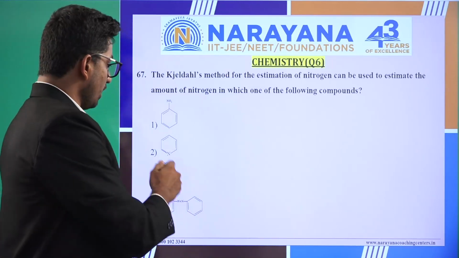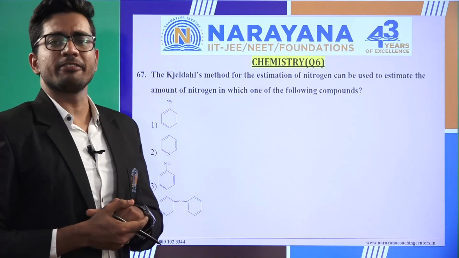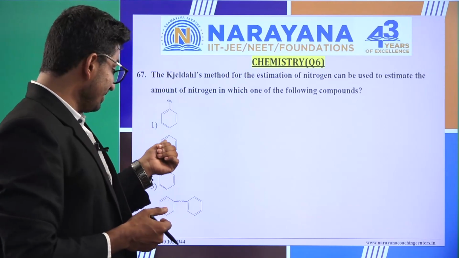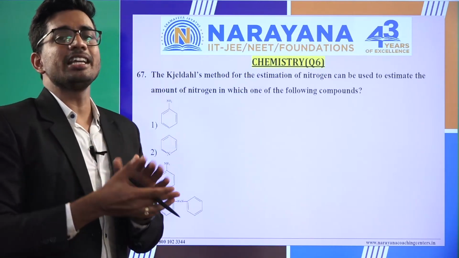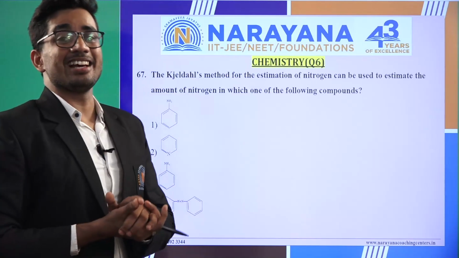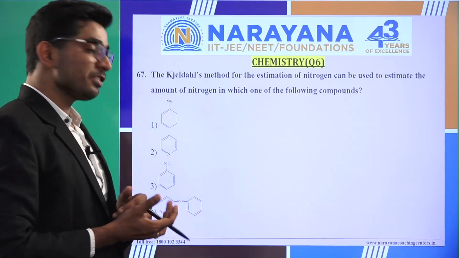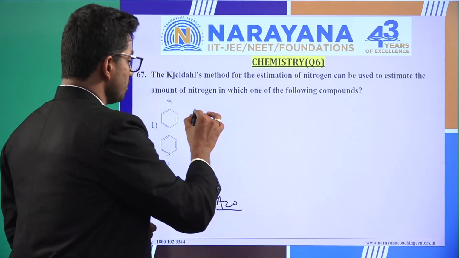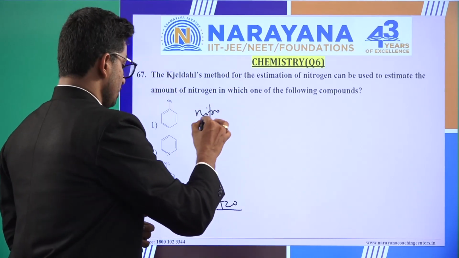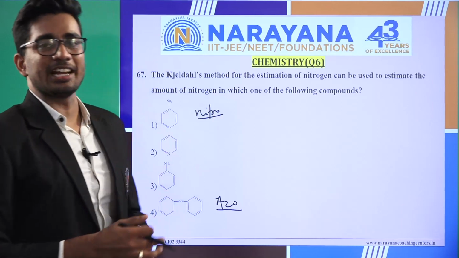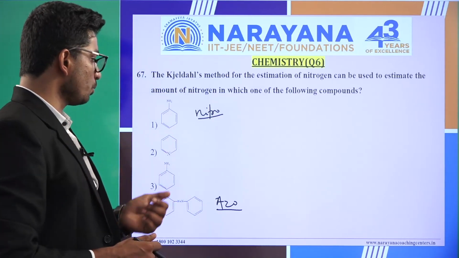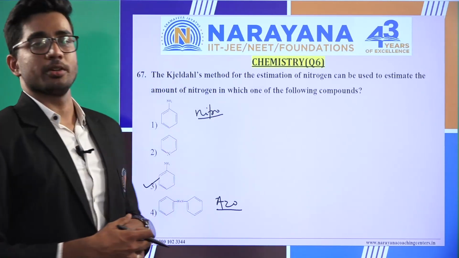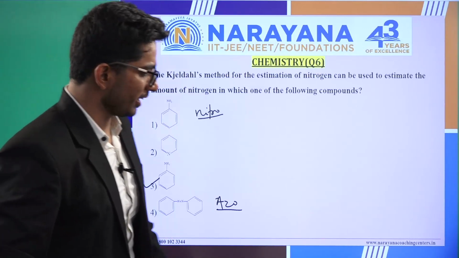So if you see here, the nitro groups don't give the Kjeldahl method. The ones in which aromatic rings contain nitrogen, they also don't give the Kjeldahl method. And the last one, this is an azo compound. It also doesn't give. So azo, nitro, and ring-containing nitrogen groups, aromatic rings, they don't give. So the answer is going to be option number 3. Let's move to the next one.